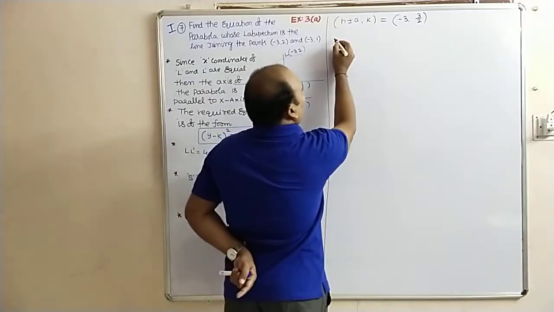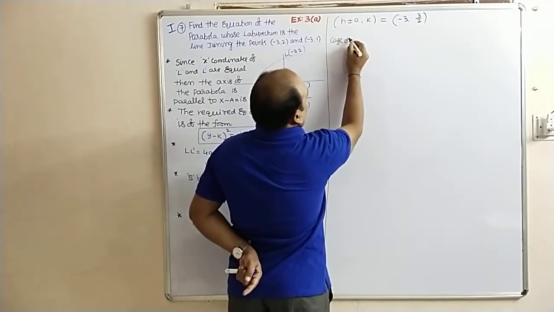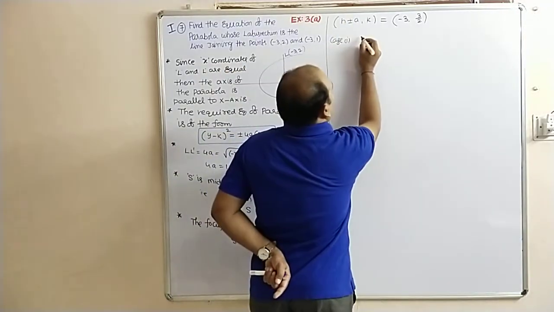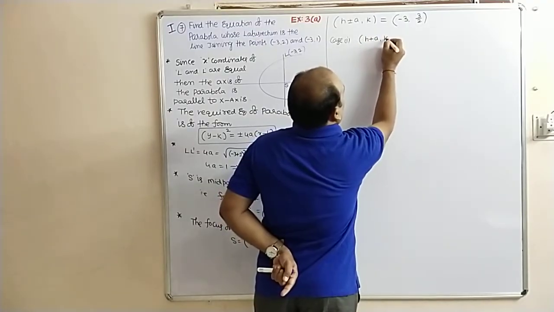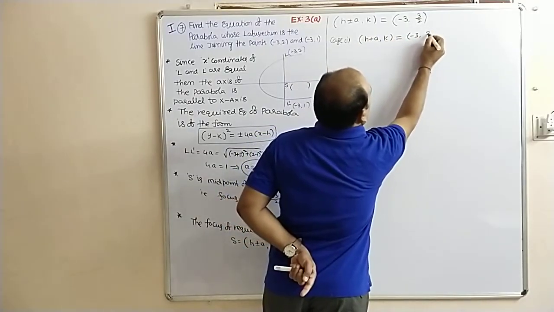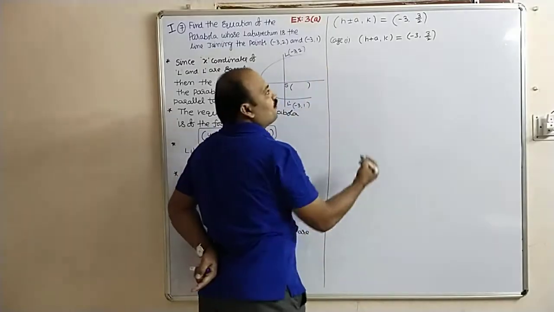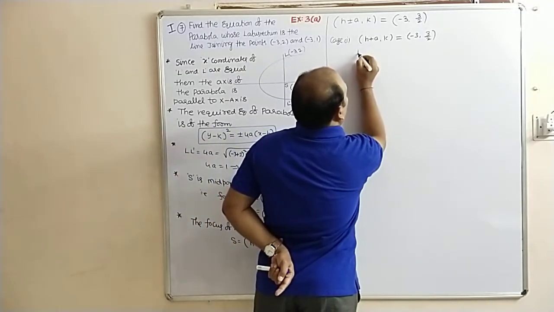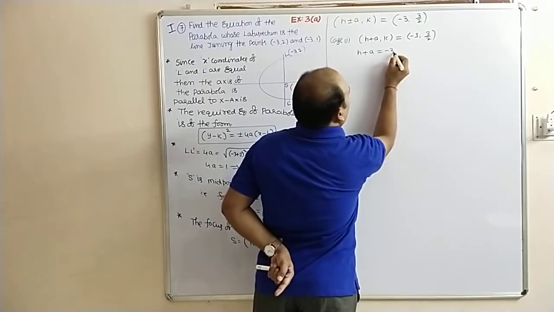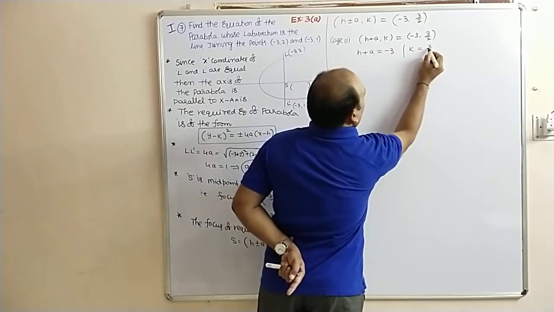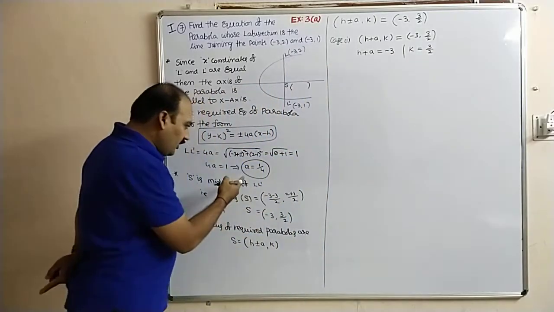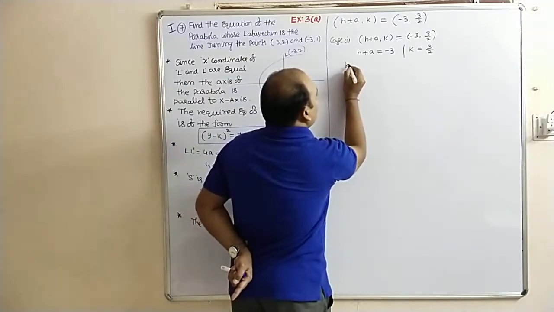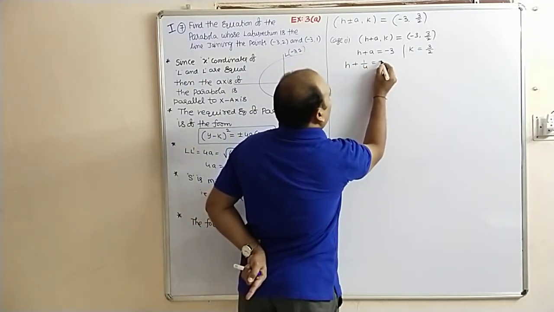So case 1 I am taking now. (h plus a, k) equal to (minus 3, 3 by 2). So equating these two, h plus a equal to minus 3 and k equal to 3 by 2. A value we got it now, 1 by 4, substituting this. So h plus 1 by 4 equal to minus 3.